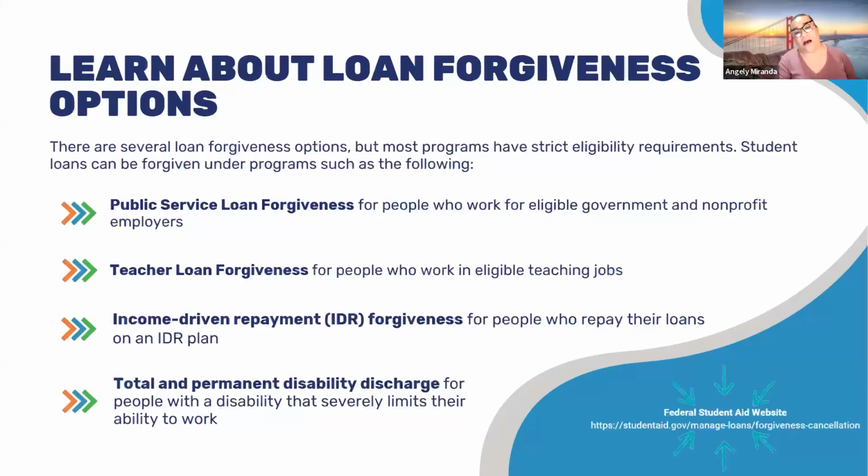There's also Teacher Loan Forgiveness, which works like the Public Service Loan Forgiveness program, but this is very specific for people who work in teaching jobs. These teaching jobs have to meet the eligibility requirements, right? So it's not every teacher at every school. It's very specific. Again, you learned about the income-driven repayment plans. Some of those actually lead to forgiveness, right? When you repay your loans through an income-driven repayment plan, there is a chance for you to get the rest forgiven. And then there's the Total and Permanent Disability Discharge for people with a disability that severely limits their ability to work, which also limits their ability to pay, right? Because if you don't have a job, you don't have income, then you can't pay.